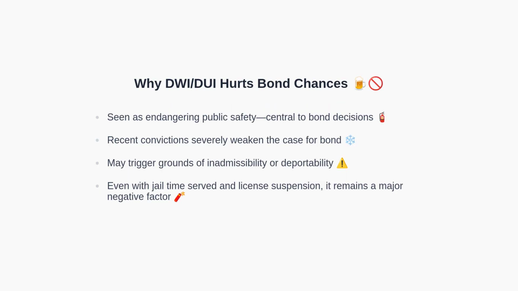DWI and DUI convictions are treated as serious public safety concerns. Even if you have served jail time and complied with license suspensions, the conviction continues to weigh heavily against release at a bond hearing. Recent convictions are especially damaging because they raise doubts about immediate risk. Furthermore, these offenses can implicate grounds of inadmissibility or deportability, making the underlying removal case more challenging to win.